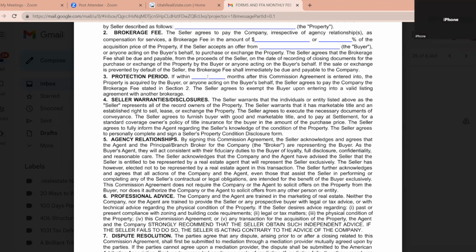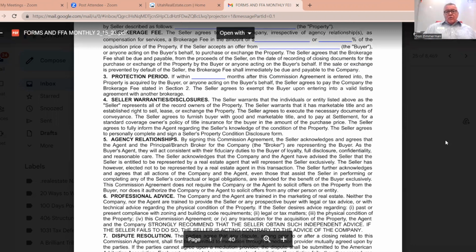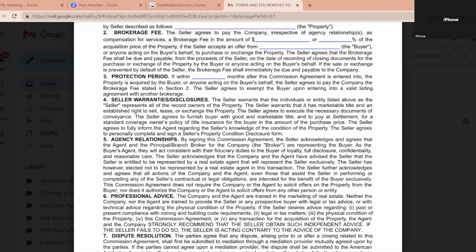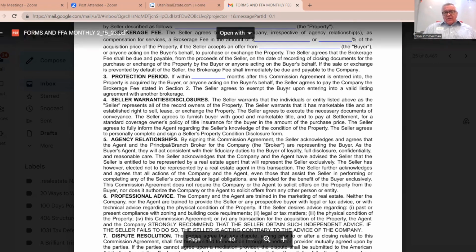But I'm telling you that right now we are going through one that we're taking to small claims court with one of my agents up in Salt Lake, because what happens is if you cancel or if this agreement expires, and then somebody that you marketed the property to goes ahead and buys the home within that protection period, the seller still owes you a commission. So that's an important number to fill in there.